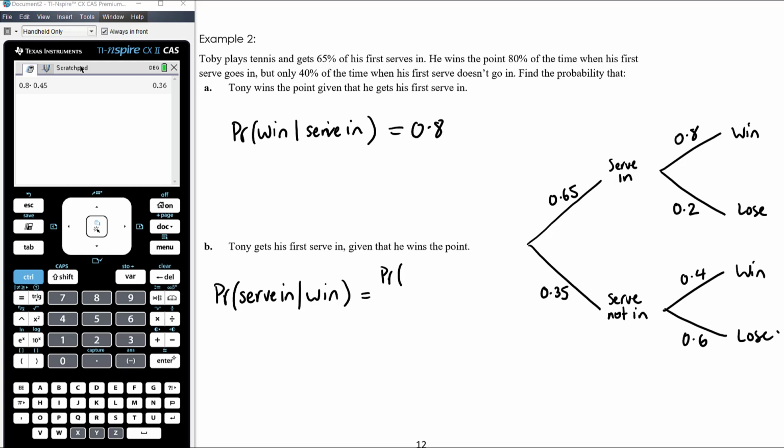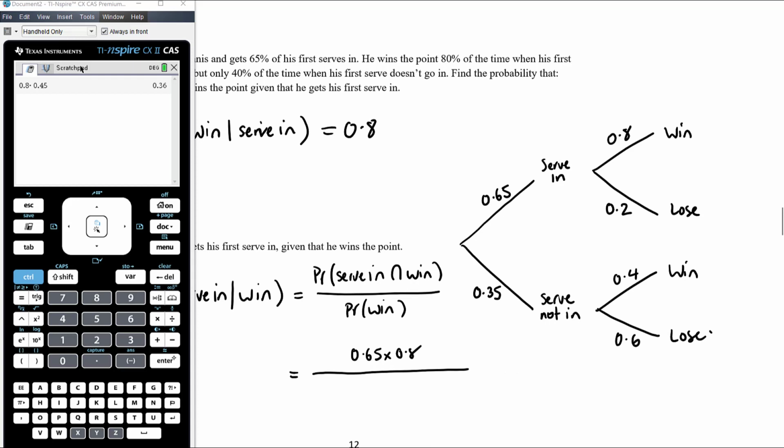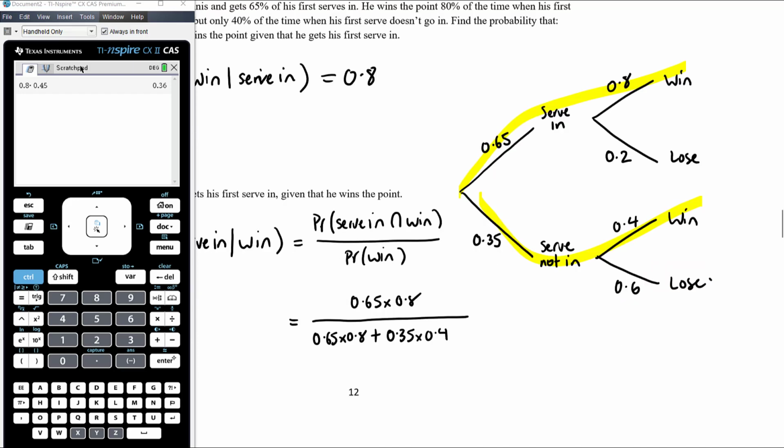So conditional probability is the intersection of the two things. So this is probability of getting serve in and winning over the second thing, which is the probability of winning. Okay, so probability he gets the serve in and wins is going to be 0.65 times 0.8. And then the probability that he wins, now there's two ways for him to win. He either gets the serve in and wins or doesn't get the serve in and wins. So there's two probabilities there. So probability of winning is 0.65 times 0.8, he gets the serve in and he wins, or he doesn't get the serve in and he wins. So the total, there's two ways to win, so two different things to calculate there.